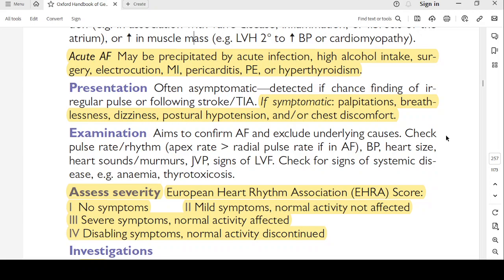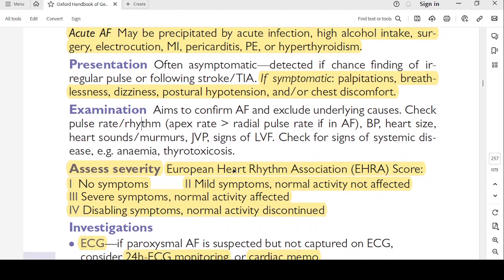Check first the pulse rate and rhythm. In atrial fibrillation, the apex rate will be more than the radial pulse. Check the BP, heart size, heart murmurs and sounds, JVP, and signs of left ventricular failure. Check for signs of systemic diseases like anemia and thyrotoxicosis.